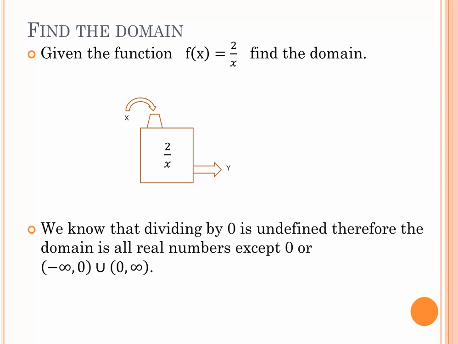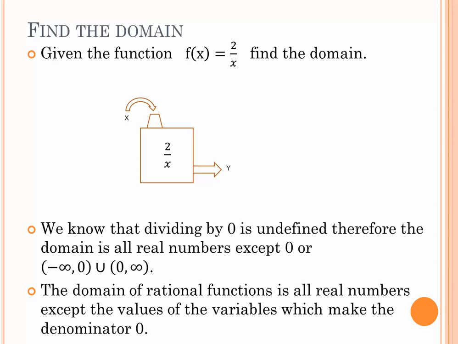So our domain would be all real numbers except 0. We need to write this in interval notation, so from negative infinity to 0, union 0 to infinity. As I mentioned, this is a rational function, and for rational functions, the domain is all real numbers except the values of the variables which make the denominator 0.